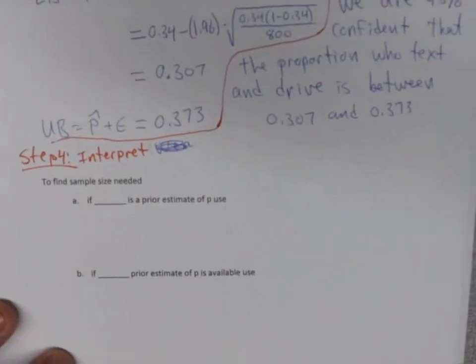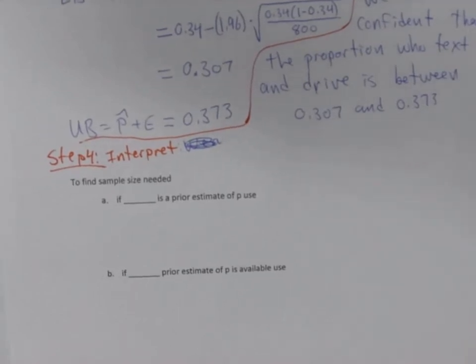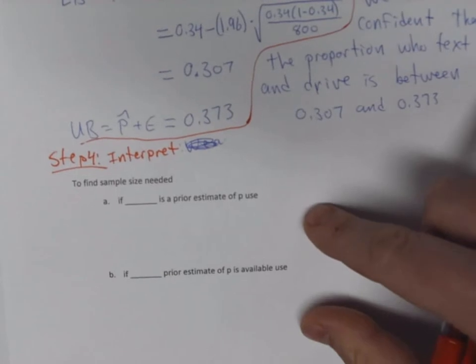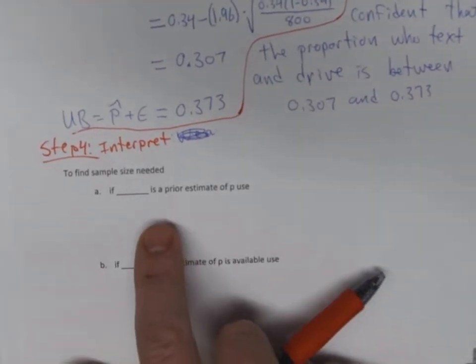All right, let's keep going here. So this bottom part, to find a sample size needed. If you are working some real world problem, let's say, people texting and driving, and we're not sure what size of sample we need for this to be a valid experiment, this is how we can determine what size of sample we need. And this is part A.